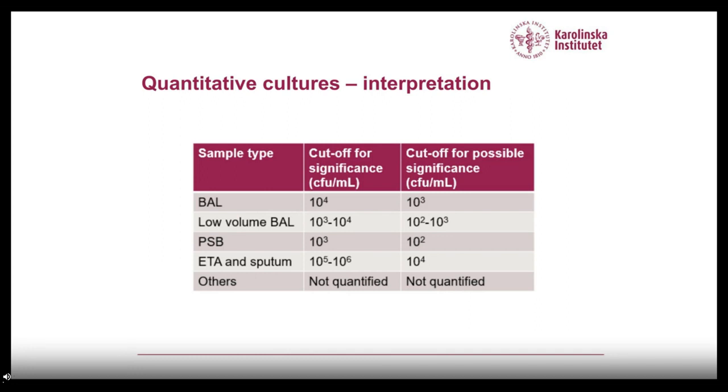In summary, if you do quantitative cultures, these are the interpretation criteria that would be evident from several different investigations and are, I would say, to a large extent, internationally well accepted cutoffs, where you have for BAL and low volume BAL somewhere around 10^3 to 10^4. For PSP, it's 10^3, and ETA and sputum 10^5 and 10^6. And you can also have a cutoff for possible significance if you want a buffer category to ensure that you are not dismissing too many findings.